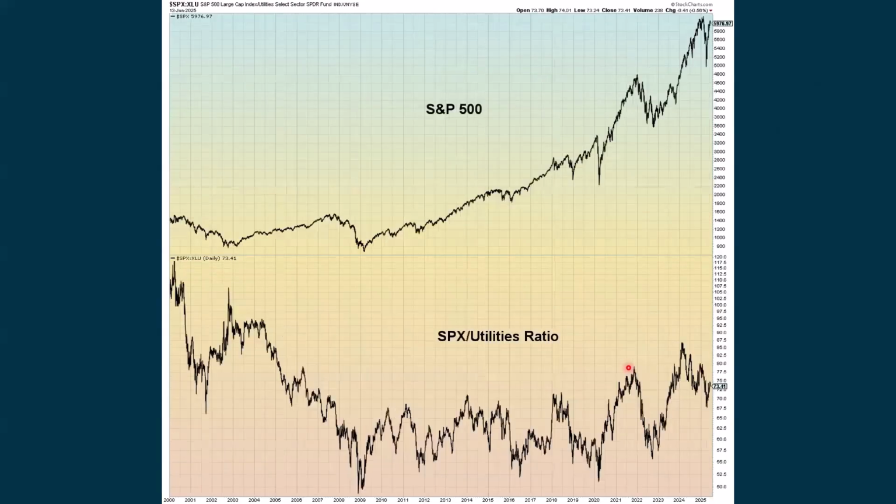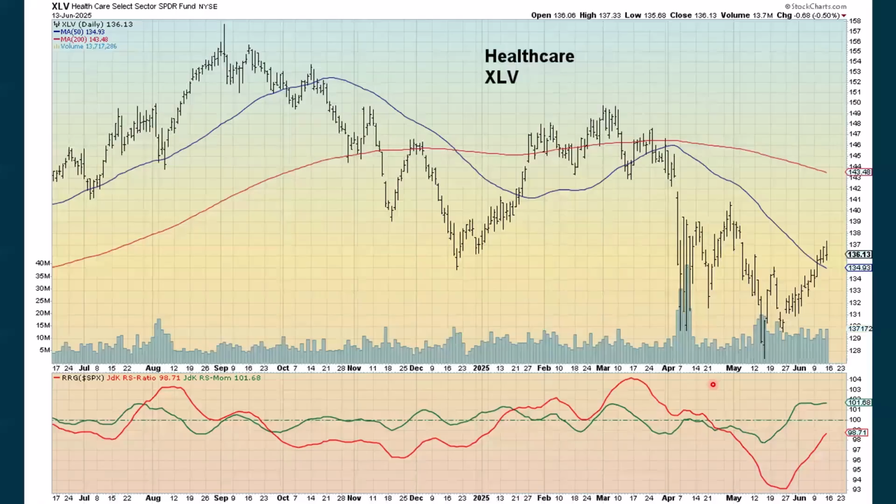Then here's another look, and I use this to determine what's performing better. When this is going up, that means the S&P is outperforming utilities. When this is going down, that means the S&P is underperforming utilities, and it's more positive when this ratio is going up. Then healthcare, again, another defensive area in a downtrend, although it has been clawing its way back recently.